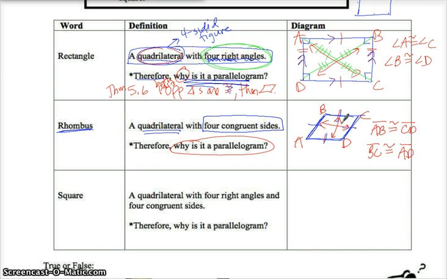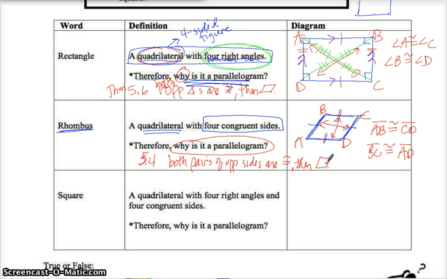Because those are opposite each other. And theorem 5.4 says if both pairs of opposite sides are congruent, so instead of angles, it's both pairs of opposite sides are congruent, then we have a parallelogram. So that's why we know that a rhombus is also a parallelogram.